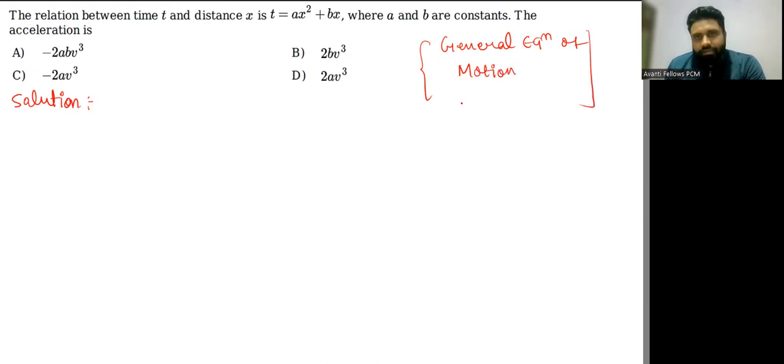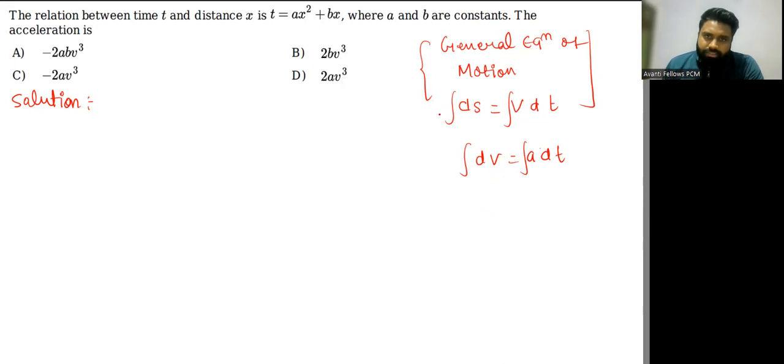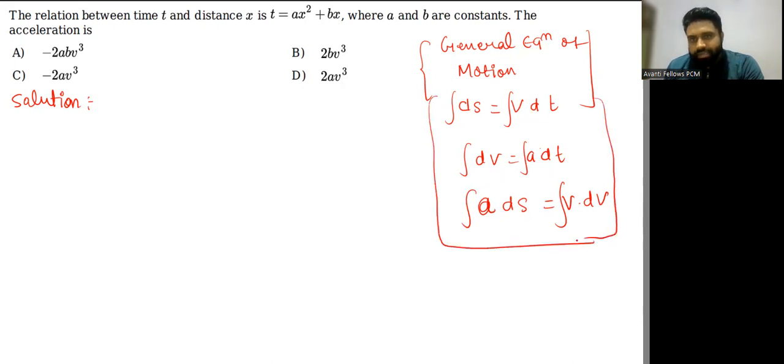Which is ds is equal to v dt and dv is equal to a dt, integrating both sides. These two equations you should use, and one more equation is like a ds is equal to v dv. This equation you can also use according to the purpose. So these three equations you should use when a relation is given to you. Okay. So we have to find out the acceleration of the system.